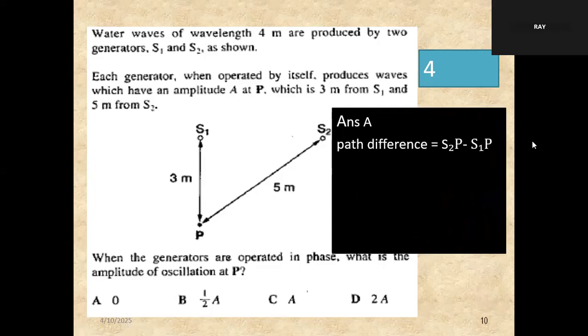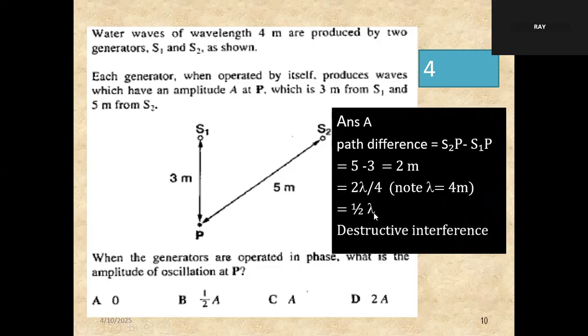Path difference, S2P minus S1P, 5 minus 3 is 2 meter. Then compare with the wavelength. Wavelength is 4 meter, so it's half a wavelength. Half a wavelength means destructive interference. So they will destroy each other. The two waves are 180 degrees out of phase, so destructive interference.